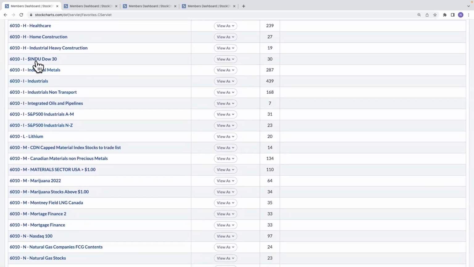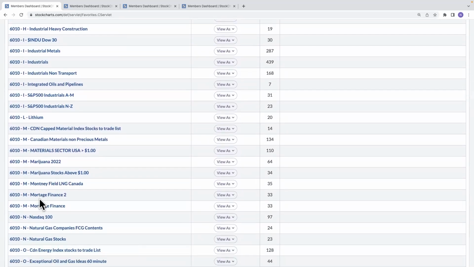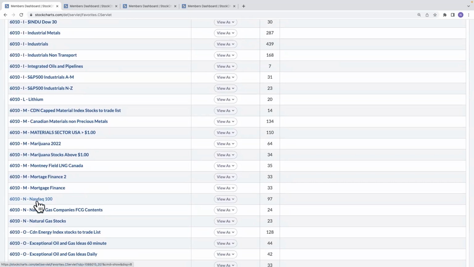Here's my Dow 30 industrials. A little farther down here, I've got the NASDAQ 100. Here's natural gas stocks, mortgage finance, lithium names. So whenever you're thinking about charting these individual stocks, I would suggest you try to group them so you can go look and see how all the lithium names are moving, as an example.